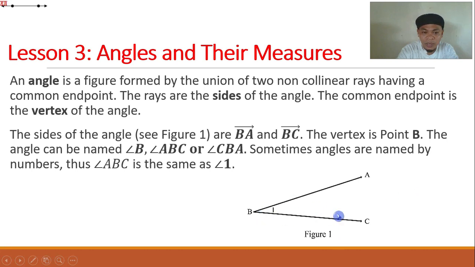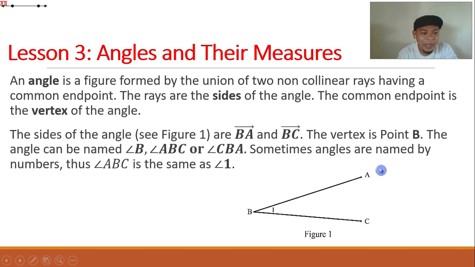Figure number 1. Okay. Our vertex is A. Di ba? No, B. I mean B. Common endpoint nila. This is ray BA and this is ray BC. Okay? So the vertex is B and our ray is BA and BC. So the angle can be named as angle B. Dito, angle B. Okay, using the endpoint angle B or angle ABC or angle CBA. Dapat si B andun sa gitna kasi siya po yung endpoint, di ba? So ABC or CBA.